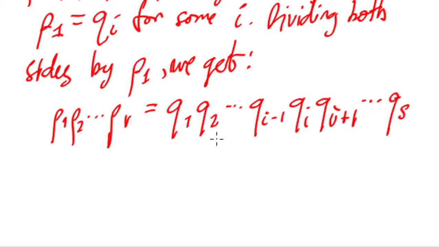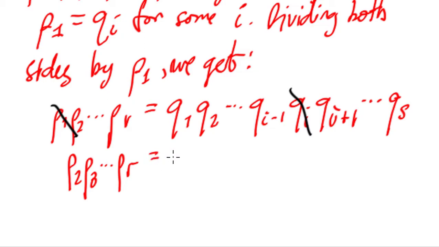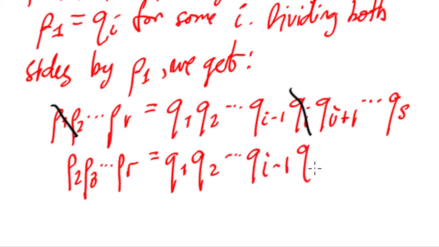In this method, what we can see here is that we stated p sub 1 is equal to q sub i. So we can cancel this p sub 1 here and this q sub i over here. What we'll have in the end is p sub 2, p sub 3, up until p sub r is equal to q sub 1, q sub 2, up until q sub i minus 1 and q sub i plus 1. The q sub i vanishes because we cancelled it in the line before.